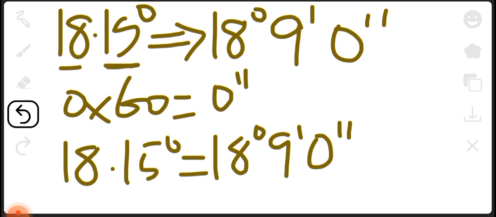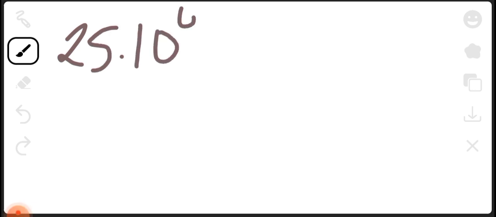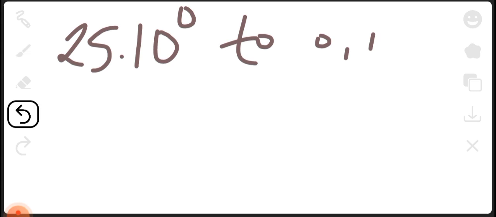So let's look at another example, because if I do another example now, you understand it very, very well. All right, we want to convert 25.10 degrees to degrees, minutes, and seconds. Let's look at this one now.